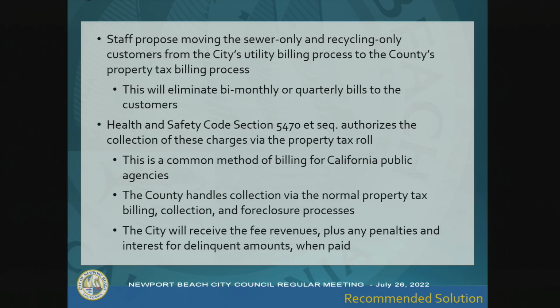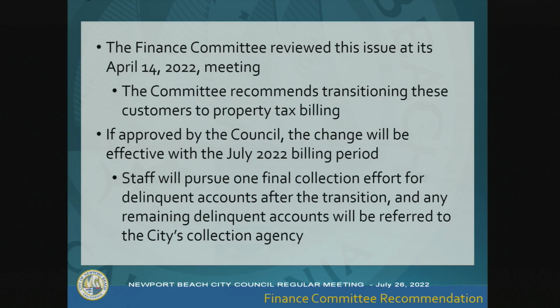So the proposal here is to move these charges to the property tax roll, which is a common practice for these kinds of charges in other cities in California. And there's no change proposed to the fees. There's no change proposed to the frequency, just the method of collection. This would flow through the county through the normal property tax process, and then the funds would come back to the city. They handle the collections just as they do with delinquent property taxes, with the foreclosure process.